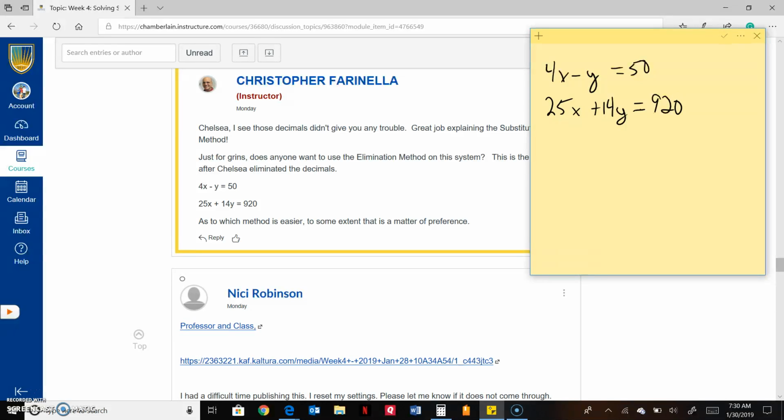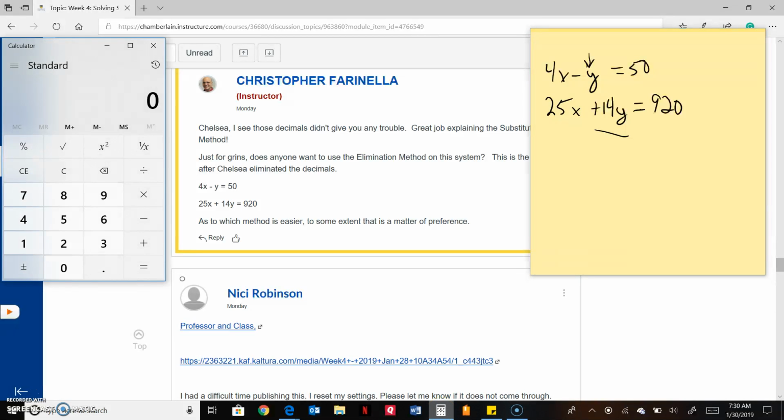So here's what we're going to do. We're going to try to get this y variable to equal negative 14y, so we can eliminate this y variable altogether. What we're going to do is multiply this entire equation by 14, since y is already negative. So 4 times 14 equals 56. So we have 56x minus 14y equals 50 times 14, 700.